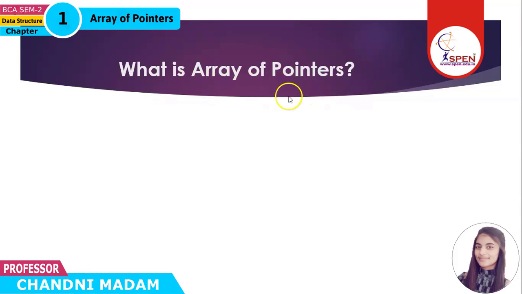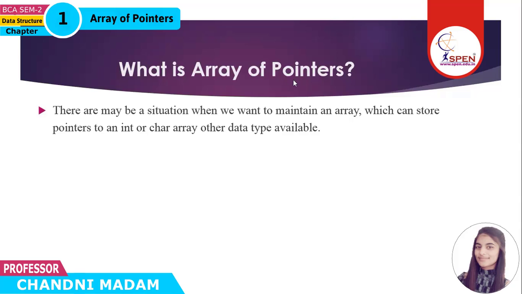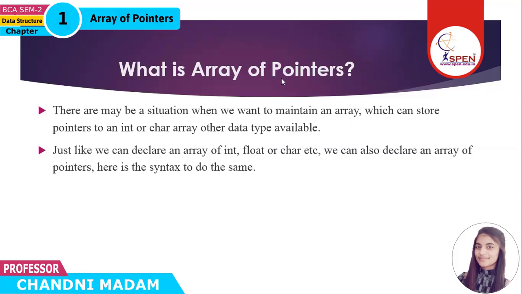Now we will combine both. So what is an array of pointers? An array of pointers is nothing but a collection of addresses. All rules which are applicable to an array of integers or an array of characters are applicable to an array of pointers. One situation occurs when we want to maintain an array which can store a pointer to an integer or a pointer to a character. In that situation an array of pointers is used. Just like we declare an array of integers, floats or characters, we can also declare an array of pointers.